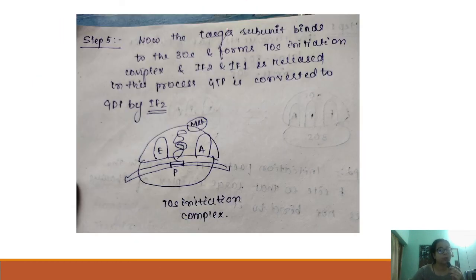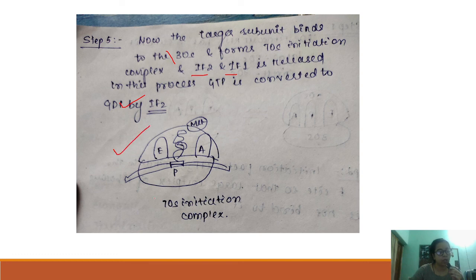Okay. Now what will happen after this initiation complex is formed? Now the larger subunit will come and bind to the 30S region. After this, the IF2 and the IF1 will be released, because there is no need of them. IF2 was only needed for the binding of the tRNA to the P site, and IF1 was binding to the A site. After the P site has been occupied, the IF1 and IF2 will be released, and here the GTP is converted to GDP. Now the initiation complex, that is the total 70S complex, is formed.